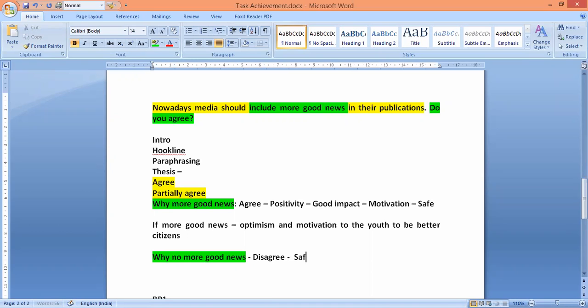Yeah, good. The safety idea can come here. If people only hear good news and not the real news, they may not know what kind of dangers are there in the society, which they have to prepare for in advance. Like internet frauds are happening in today's world. If we don't know their modus operandi, then how can we prevent those things?